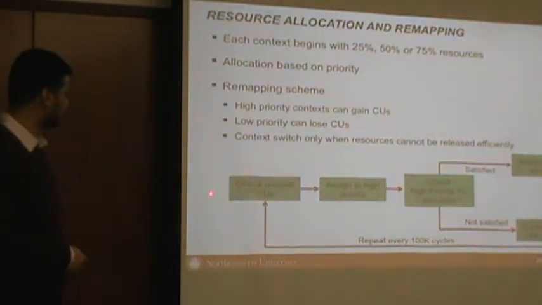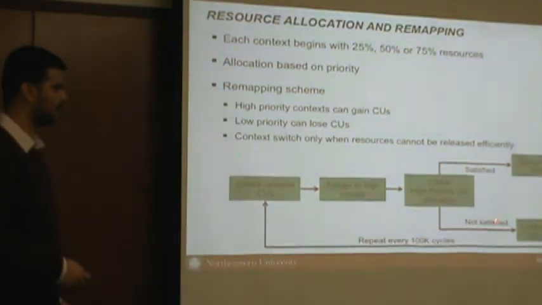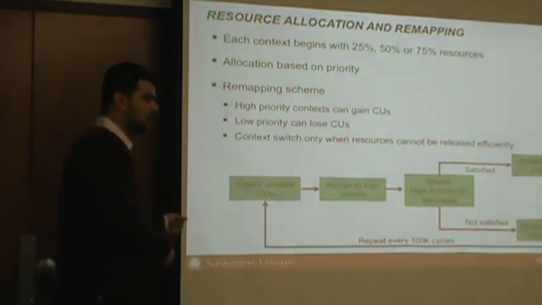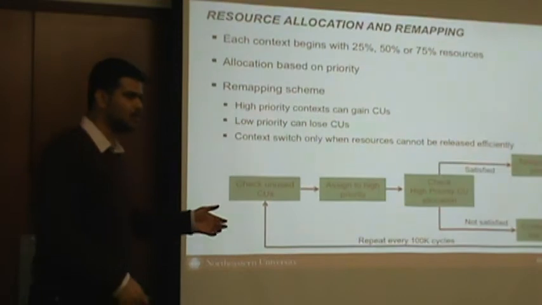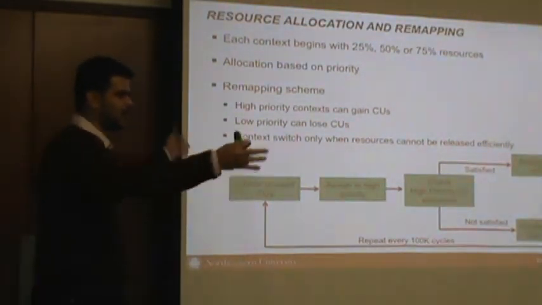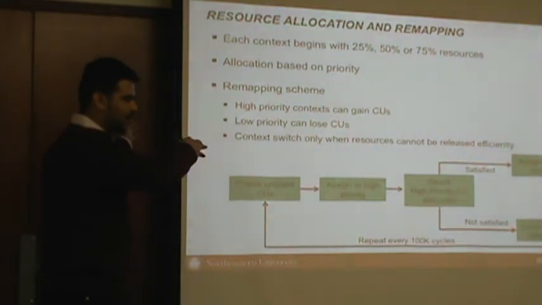So the mechanism works this way. It checks for unused compute units and assigns them to the high priority contexts. Then we check again if the high priority contexts have got what they wanted. If yes, we assign the remaining to the low priority. If not, then we have to go to the context switch policy, and we have to do a context switch. Sometimes a context switch is more efficient, but sometimes it's not. It's costly because it's not a CPU, it's a GPU. You're talking about 2,000 threads which have to be taken out many times, and that's going to be costly.